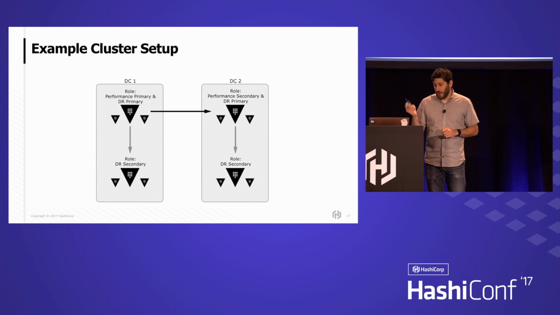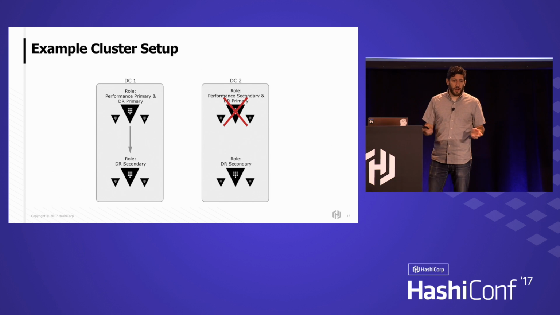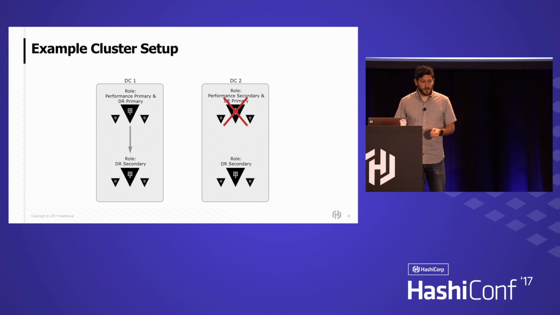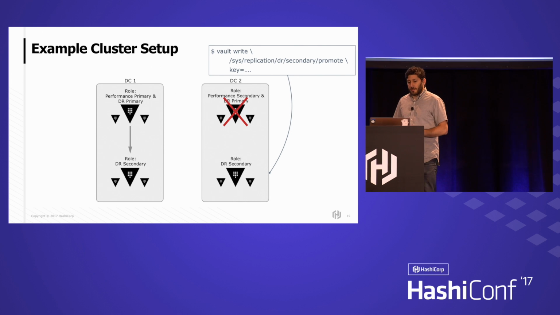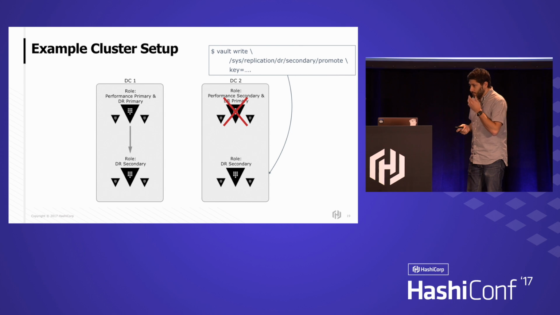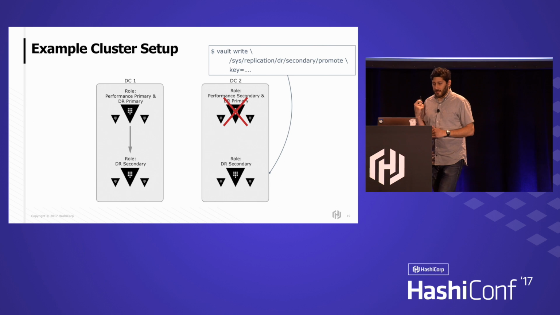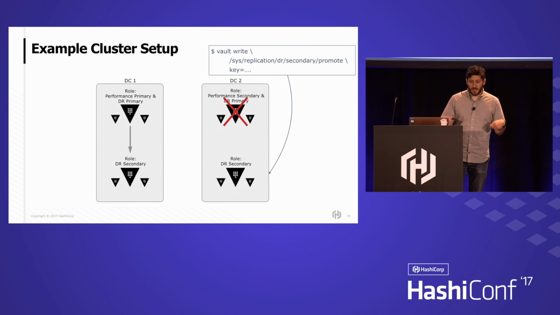And so now if we lost the performance secondary, there's currently not an active Vault cluster in data center 2. So the applications in data center 2 don't have a Vault cluster to talk to. And so to promote this DR secondary and make it into a primary, we run this promote command, and this command actually takes the unseal keys that you have with Vault. And so it's a privileged action. You need to get your unseal key holders together to do it.